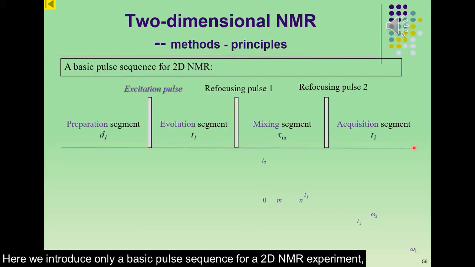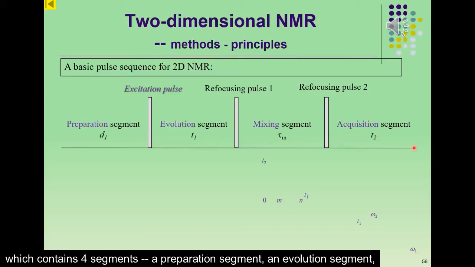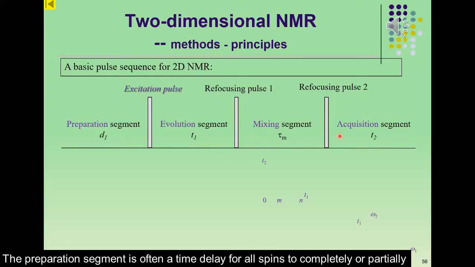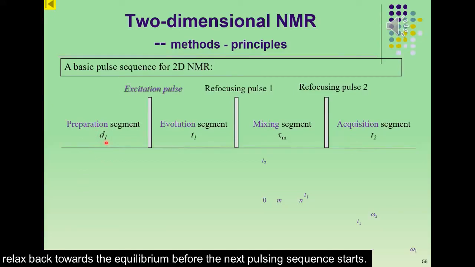Here, we introduce only a basic pulse sequence for a 2D NMR experiment, which contains 4 segments: a preparation segment, an evolution segment, a mixing segment, and an acquisition segment. The preparation segment is often a time delay for all spins to completely or partially relax back towards the equilibrium before the next pulsing sequence starts.